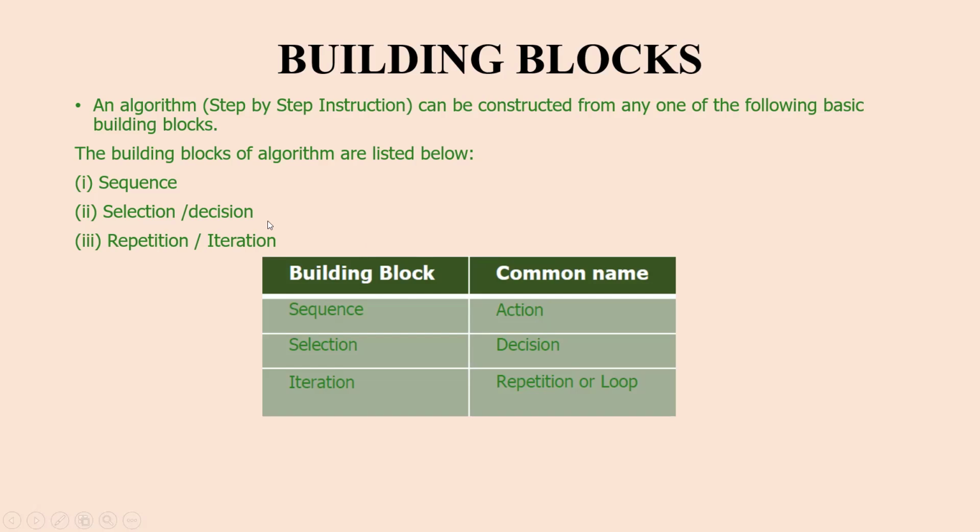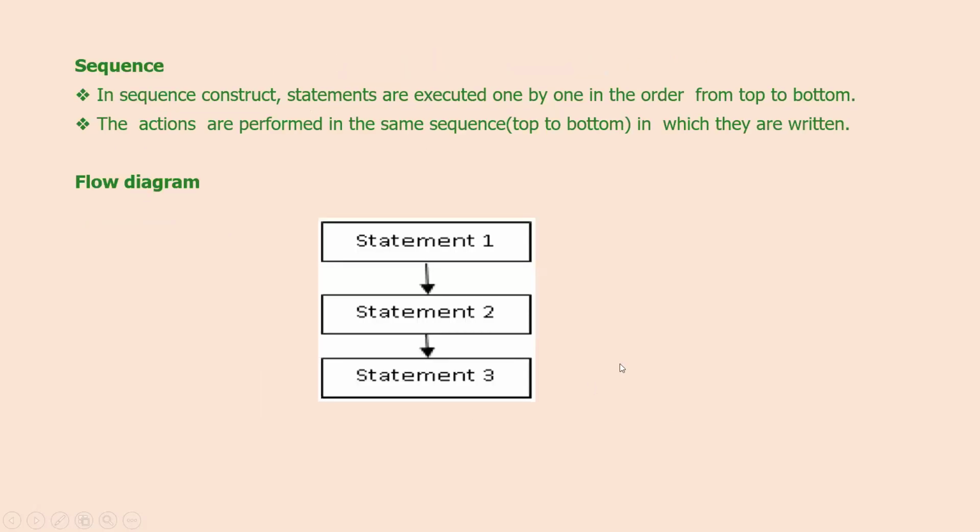If you take any algorithm, it will be built based on any of these three building blocks. Basically, the sequence block, a common name we will call it as action. Then the selection block we will call as decision. The iteration block we will call as repetition or loop. First, we will see the sequence block.